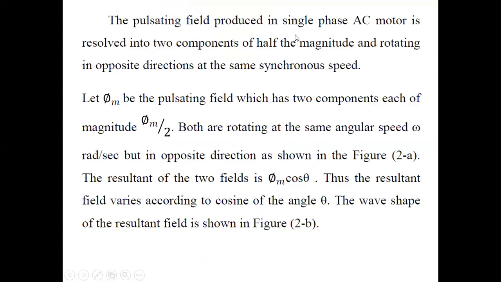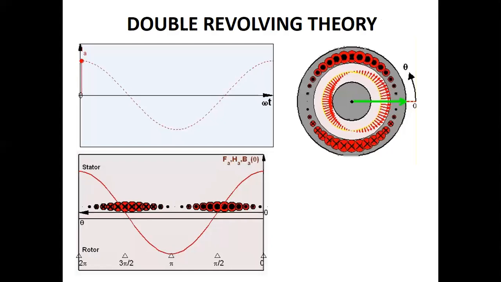The pulsating field produced by a single-phase AC motor can be resolved into two components of half the magnitude rotating in opposite directions at the same synchronous speed. If we allow phi m to be the pulsating field, which has two components, each of magnitude phi m over 2, both rotating at the same angular speed omega radians per second but in opposite directions, the resultant field will be phi m cos theta. Thus, the resultant field varies according to the cosine of the angle theta. And this, again, we understand further through this.